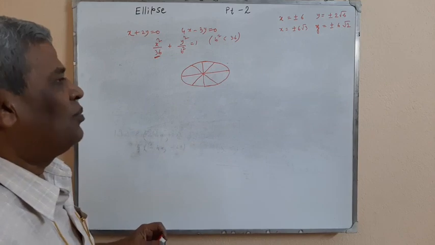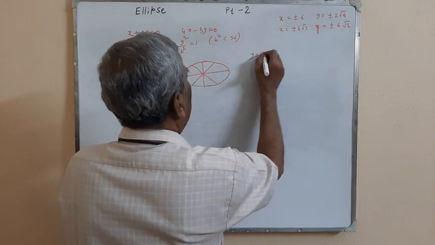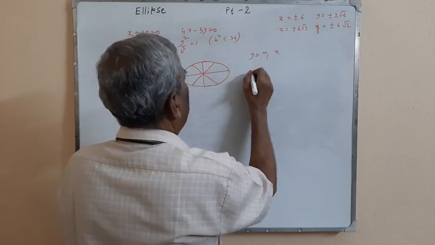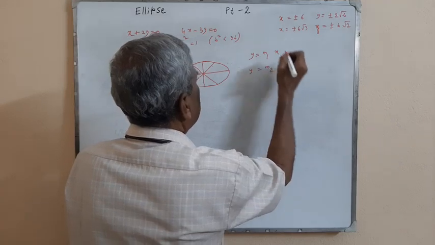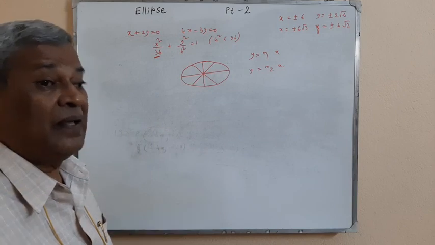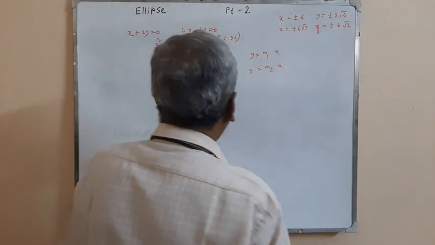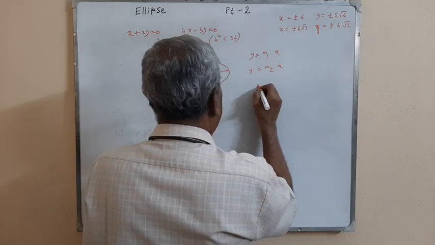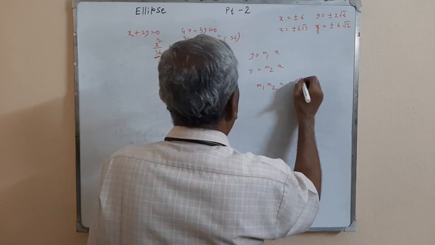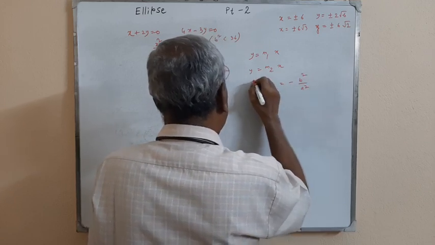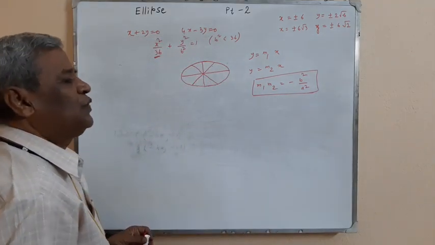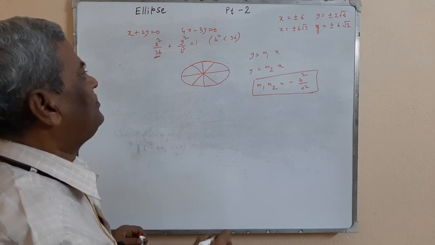Their equations must be of the form y is equal to m1x, and the other y is equal to m2x, because they are passing through the origin, with no constant term. They will be conjugate diameters if m1 into m2, the product of their gradients, is equal to minus b square by a square. This is the property.